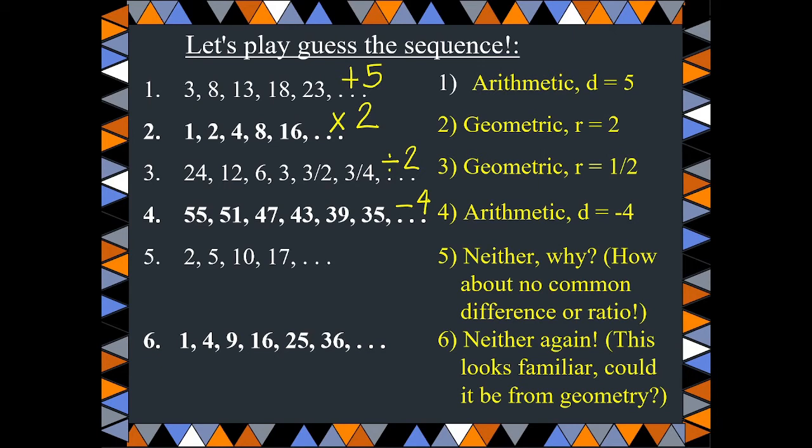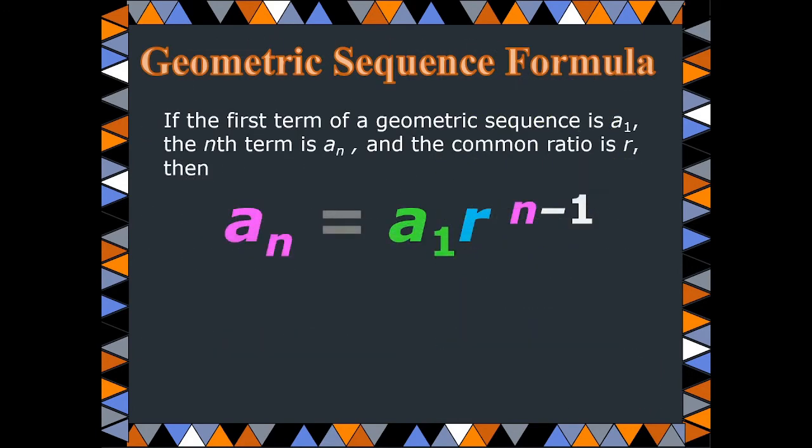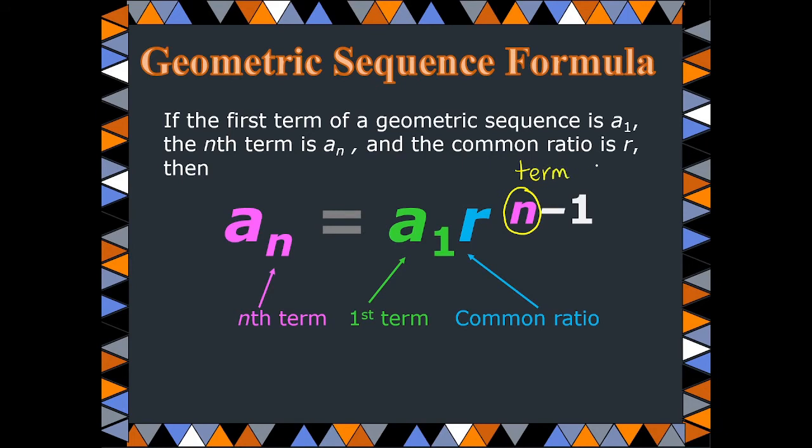Okay, so that will be the difference between arithmetic and geometric. So look at this one. When I say arithmetic, it's simply adding or subtracting a number. When I say geometric, it's either you multiply a number or divide a number. Let's go to our geometric sequence formula this time. So a sub n is the nth term, a sub 1 is the first term, r is the common ratio, and n is the term number.